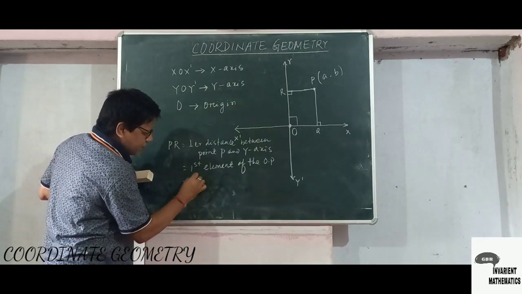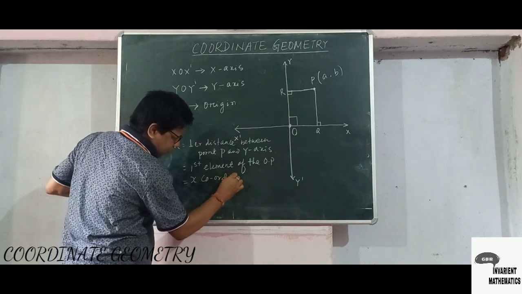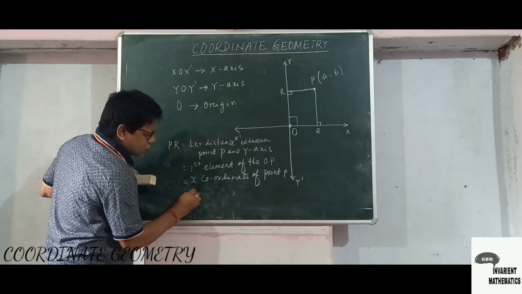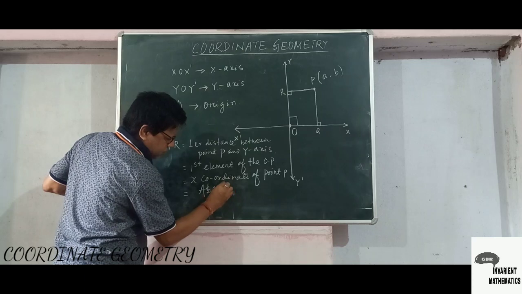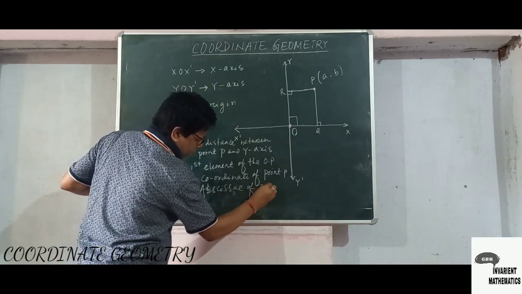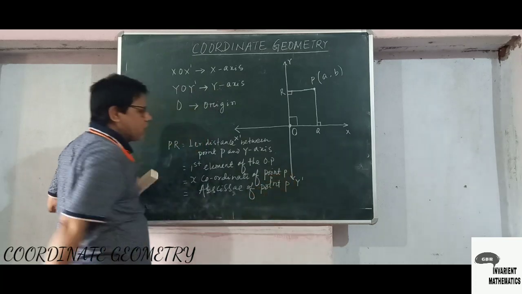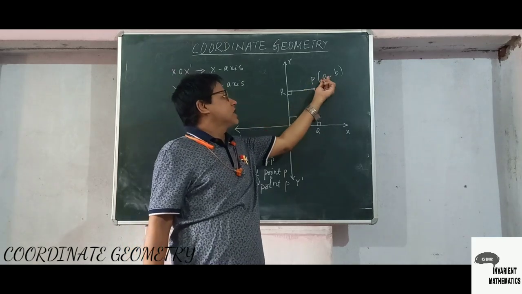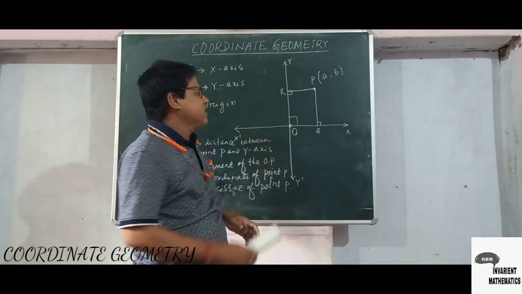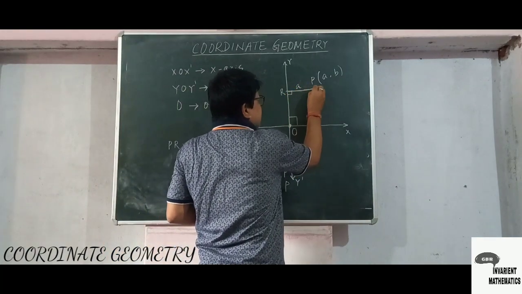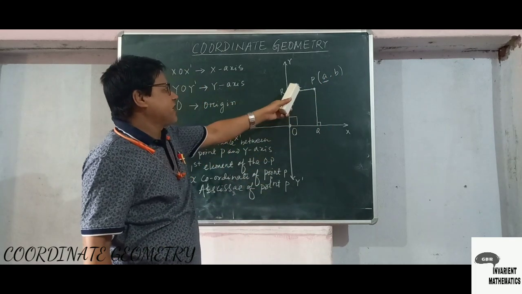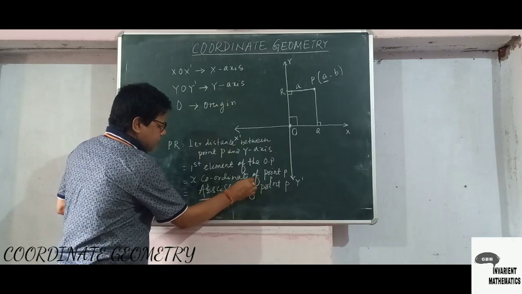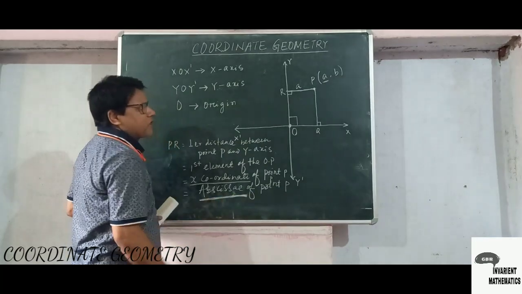And that is called the x-coordinate of point P, and that is also called the abscissa of point P. That means this PR is the perpendicular distance between the y-axis and the point P, which is known as the first element of the ordered pair, that is A. This length is A, so the first element is A, called the x-coordinate of the point P, and also the abscissa of point P.